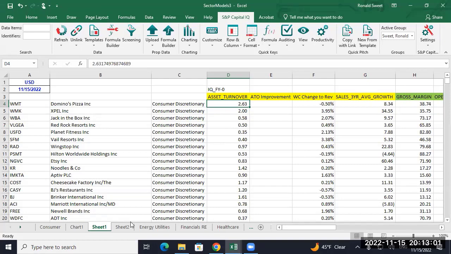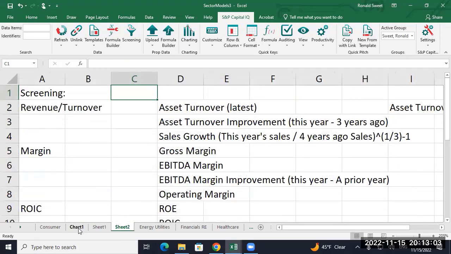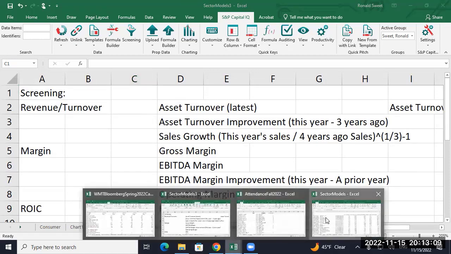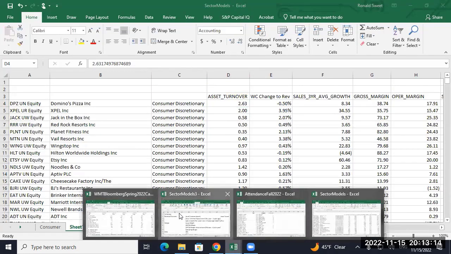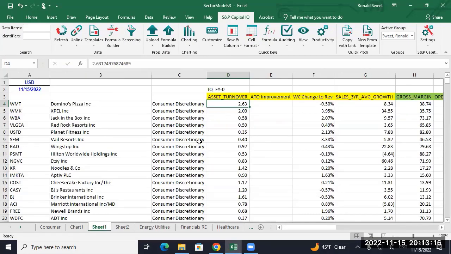All right, but get these formulas and learn them, write them down, take them with you so that you can use them. Even things like AQ underscore FY minus 0, you just have to learn those so you can type them off the top of your head and you know how to use them.